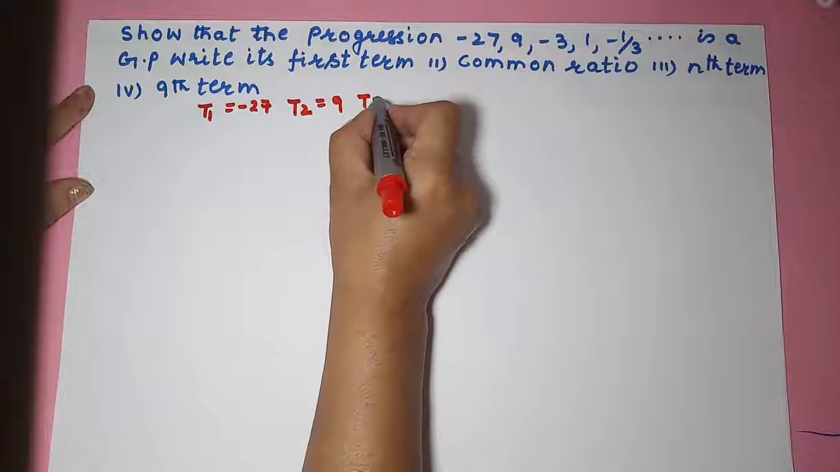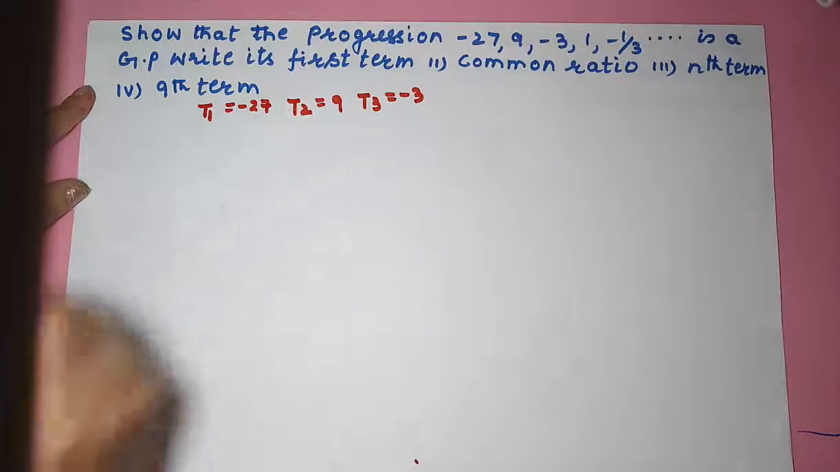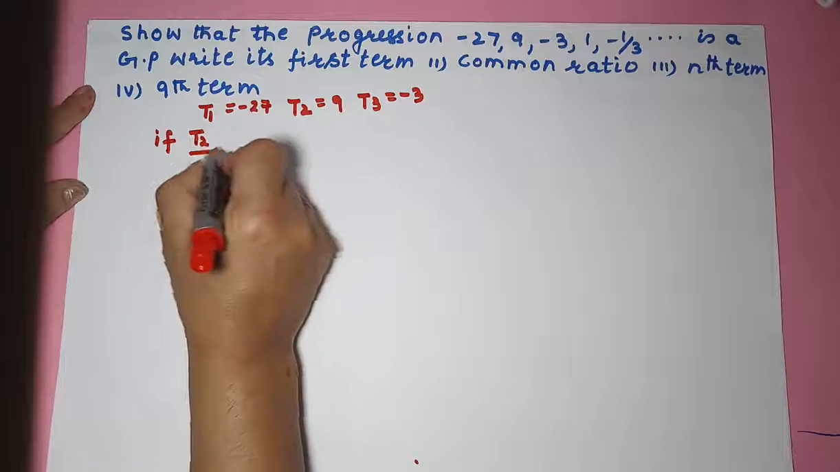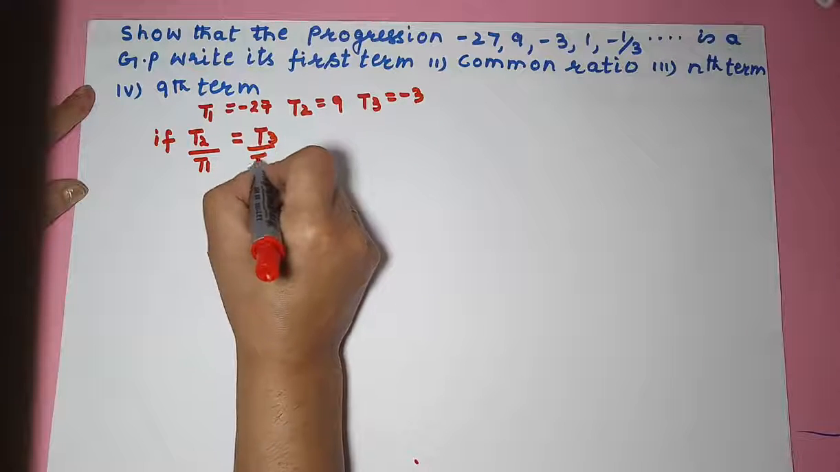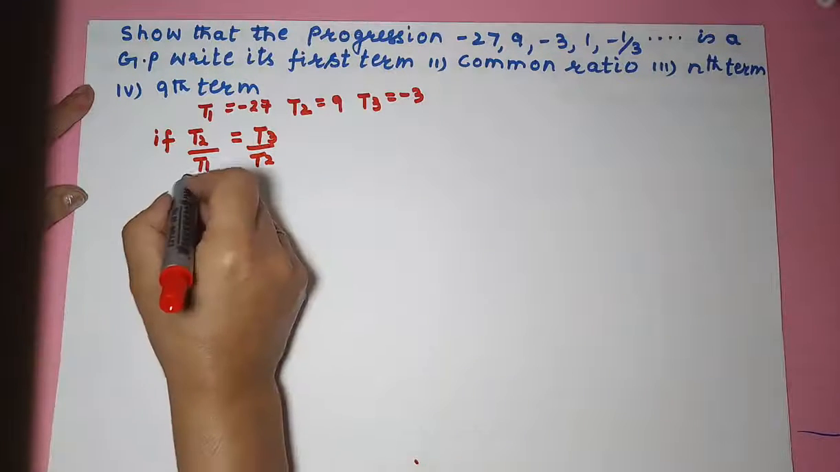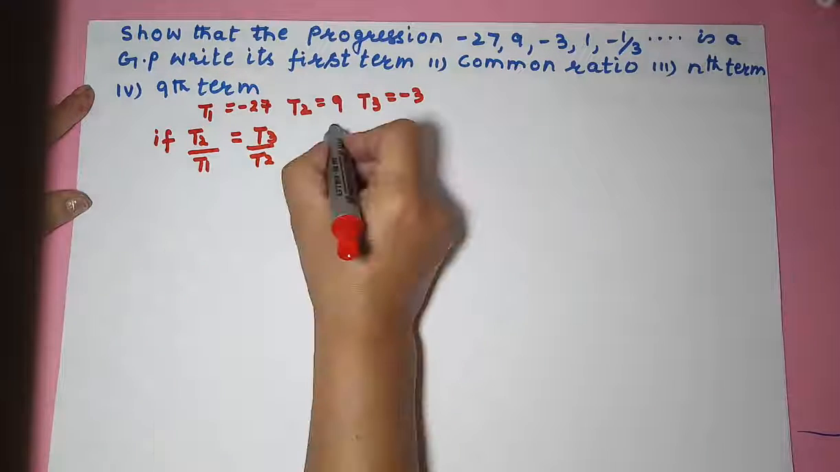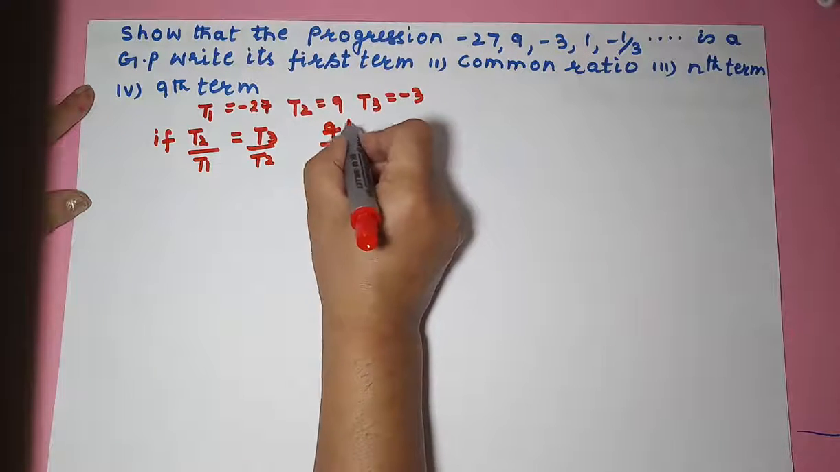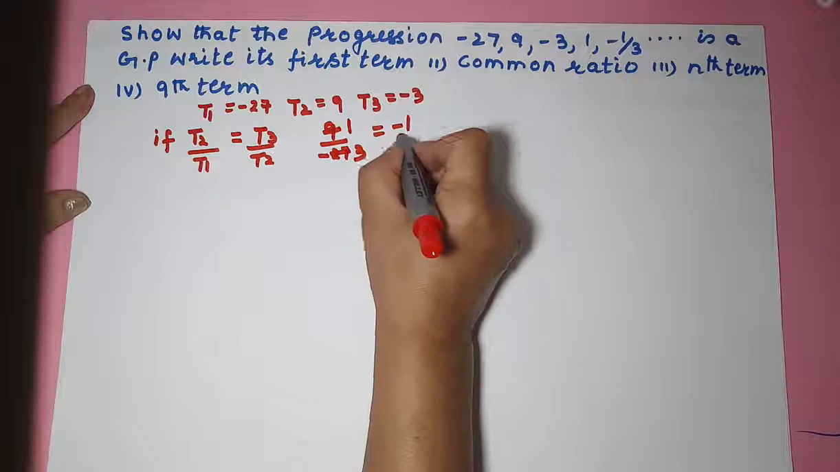T3 is minus 3, right? So when is a progression in GP? If my T2 upon T1 is equal to T3 upon T2, then it's a geometric progression. So let's find whether this is a geometric progression or not. So what is my T2? T2 is 9 divided by T1, which is minus 27. 9 ones are 9, threes are 27. So I got T2 upon T1 as minus 1 by 3.